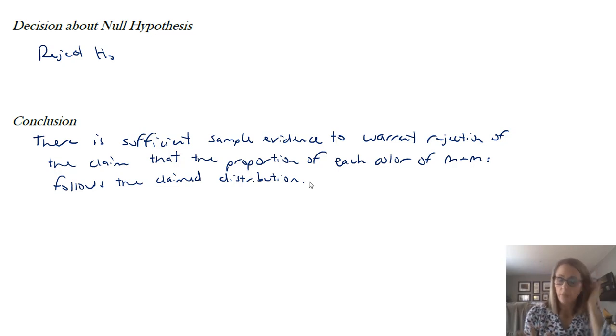What we have found is that there is in fact enough evidence to reject the null, warrant rejection of the null. We have the evidence to say the null is not valid. We have evidence to support the alternative, that there's more of the different colors in there than what they say. So some of them have more and some of them have less than what they've told us.